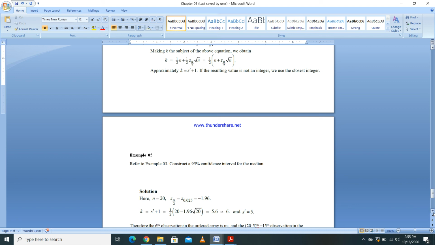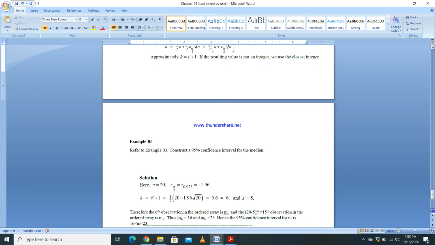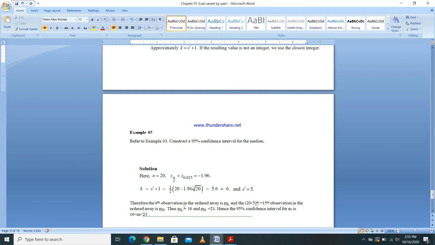In that case, the S dash plus 1th observation, that is the 6th observation, is the lower limit, and n minus S dash, where n is 20, 20 minus 5 is 15, so the 15th observation would be your upper boundary. If you arrange the data set in ascending order, you will see in the 6th position you have 16, and in the 15th position you have 23. So a 95% confidence interval which contains the median value of the population would be 16 and 23.